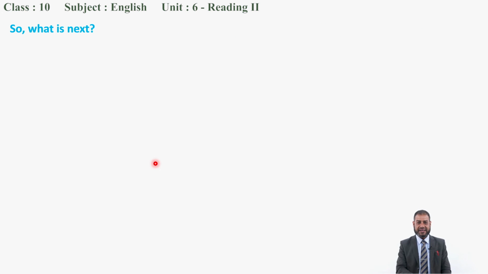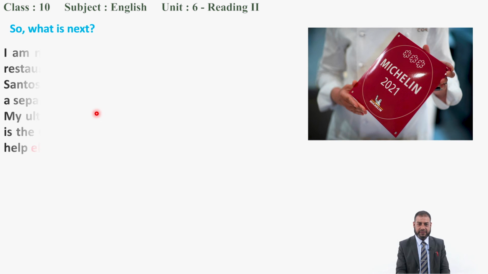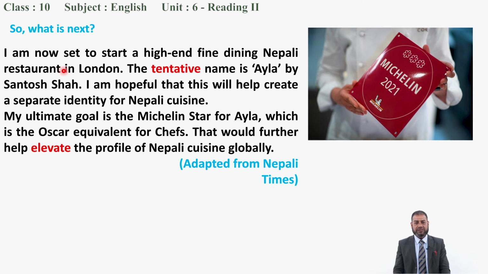All right. Now, the last question to him is, so what is next? And his answer is, I am now set to start a high-end fine dining Nepali restaurant in London. Now, see, I am now set to start. It means that he is going to establish, okay? He is going to establish a new restaurant.